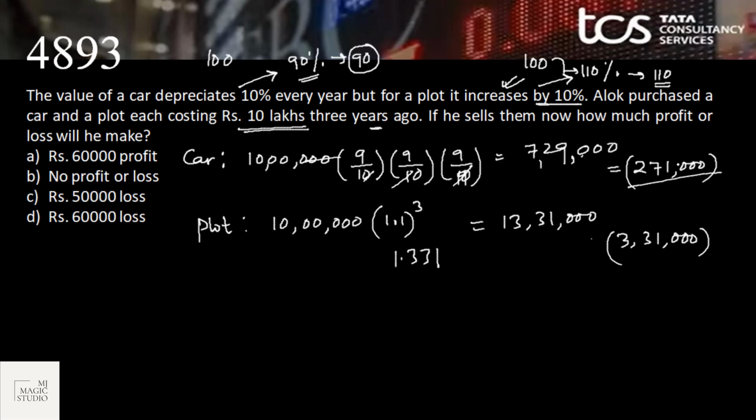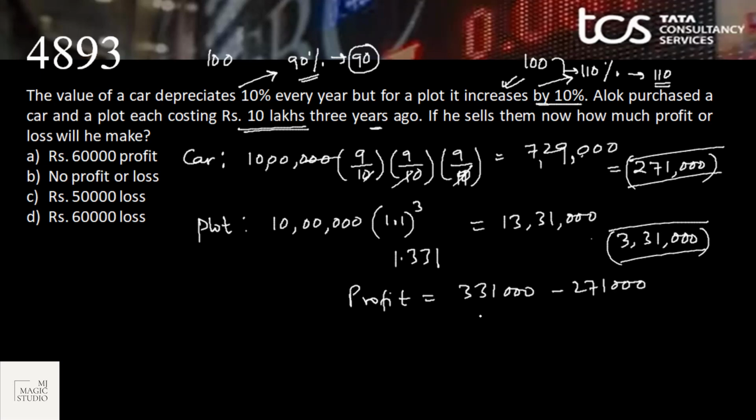So on the car, he has a loss of 2,71,000. On the plot, he has a profit of 3,31,000. So the overall profit to Alok is 3,31,000 minus 2,71,000. That comes to 60,000. So on this transaction, he overall makes a profit of 60,000. Option A is the fit.